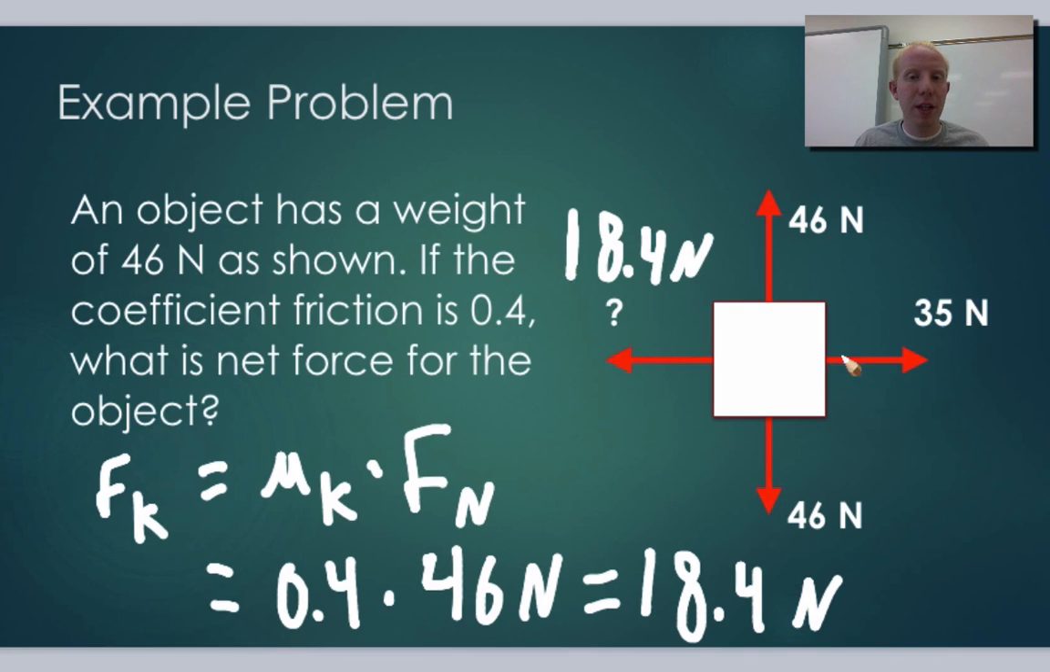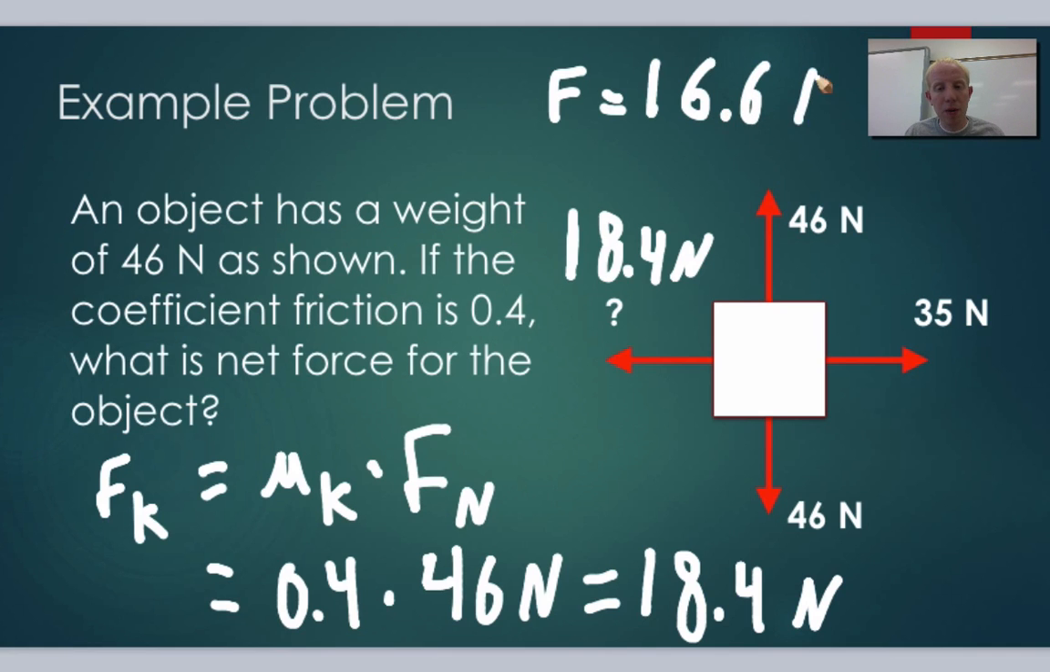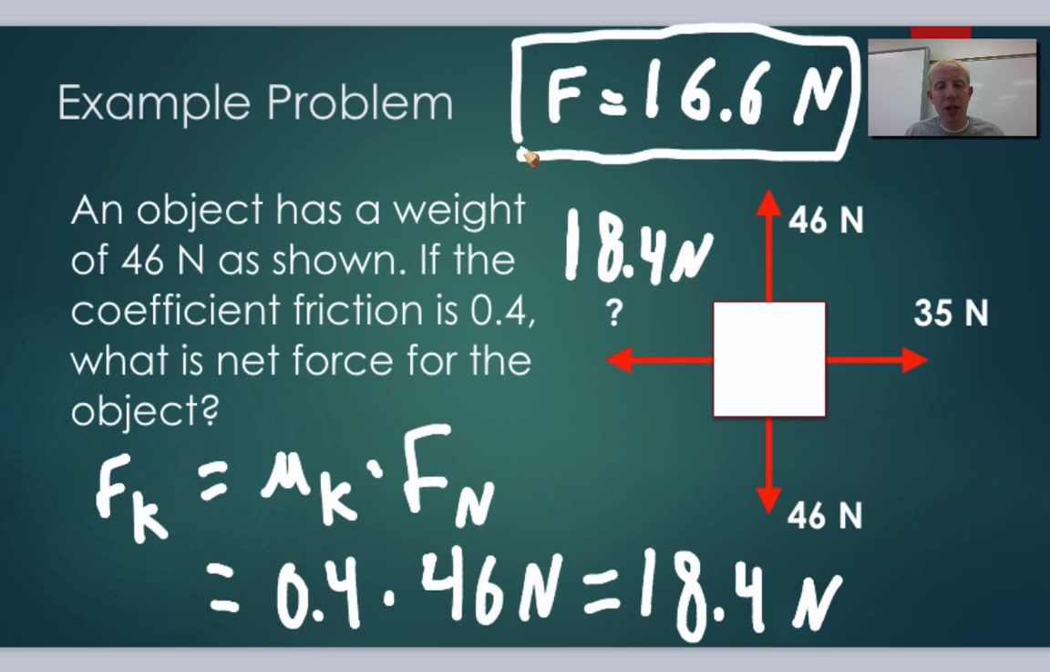Okay, so if we want to find the net force on the object, all we have to do is take 35 minus 18.4, and that will tell us that the net force on the object is 16.6 newtons. Okay, and there we go. So that is the net force on the object, and that's the answer to the problem.